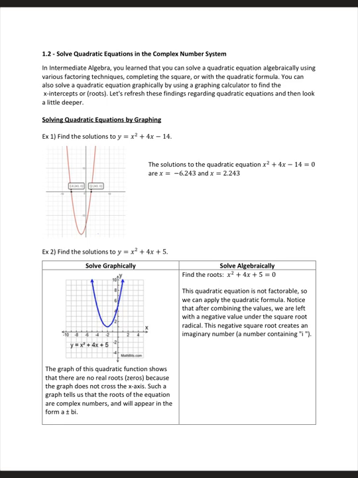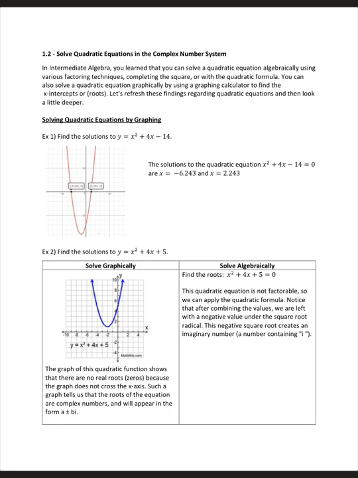Recall back in intermediate algebra that you learned you could solve a quadratic equation algebraically using various factoring techniques, completing the square, or through the use of the quadratic formula. You can also solve a quadratic equation graphically by using a graphing calculator to find the x-intercepts, or roots. Let's refresh these findings regarding quadratic equations and then look a little bit deeper.